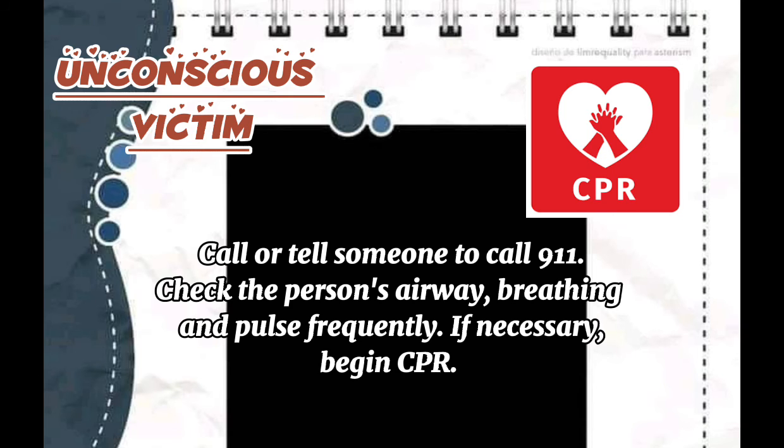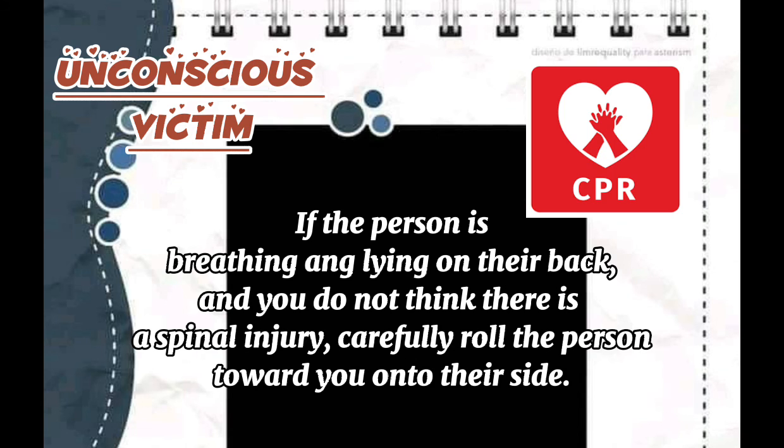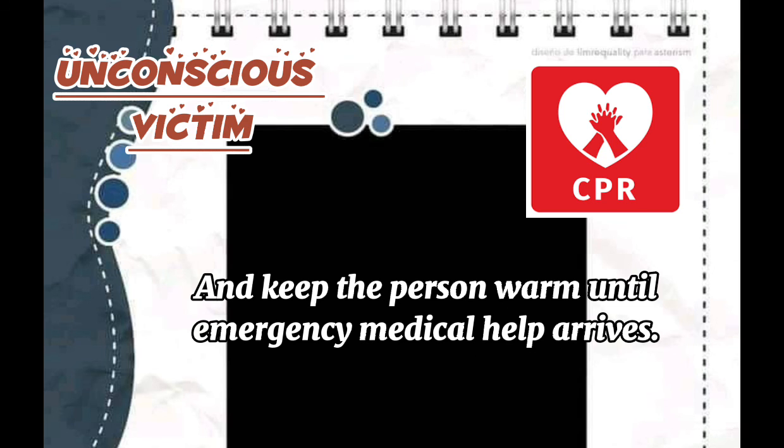Call or tell someone to call 911. Check the person's airway, breathing, and pulse frequently. If necessary, begin CPR. If the person is breathing and lying on their back and you do not think there is a spinal injury, carefully roll the person toward you and onto their side. And keep the person warm until emergency medical help arrives.